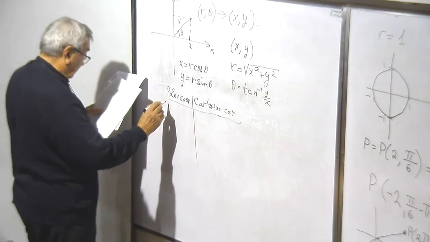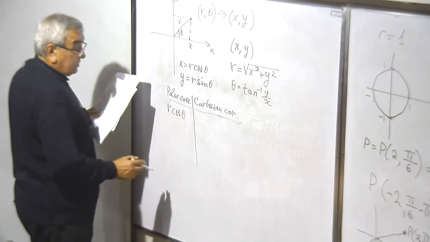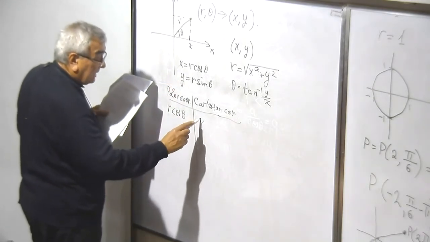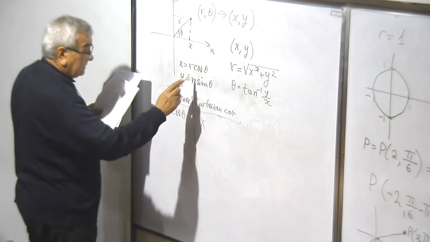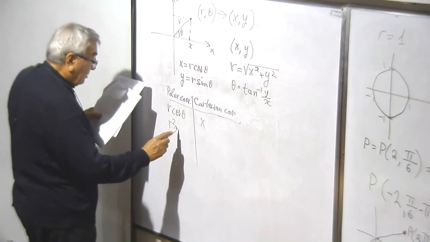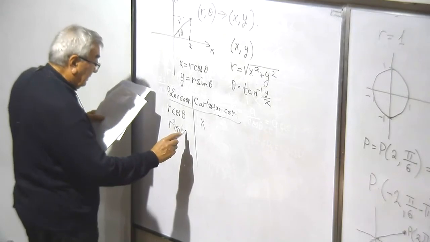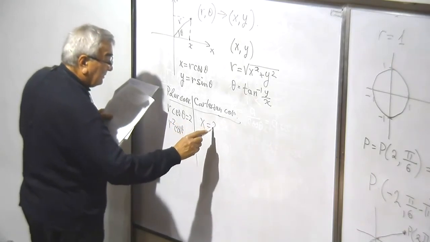That means here, given r cos theta, you see, r cos theta, therefore this will be x. That means r cos theta equal to x. That means r squared cos theta and sine theta. Let us say here y is equal to 2. That means x equal to 2.